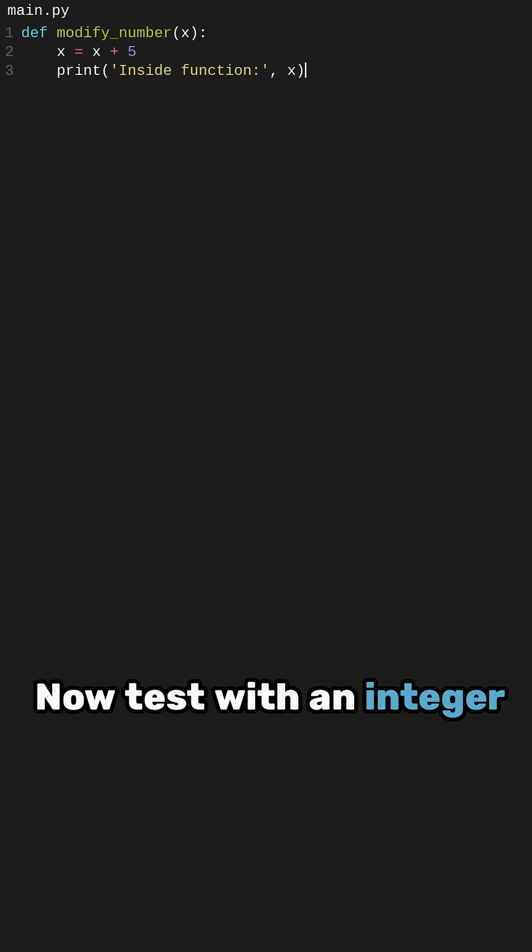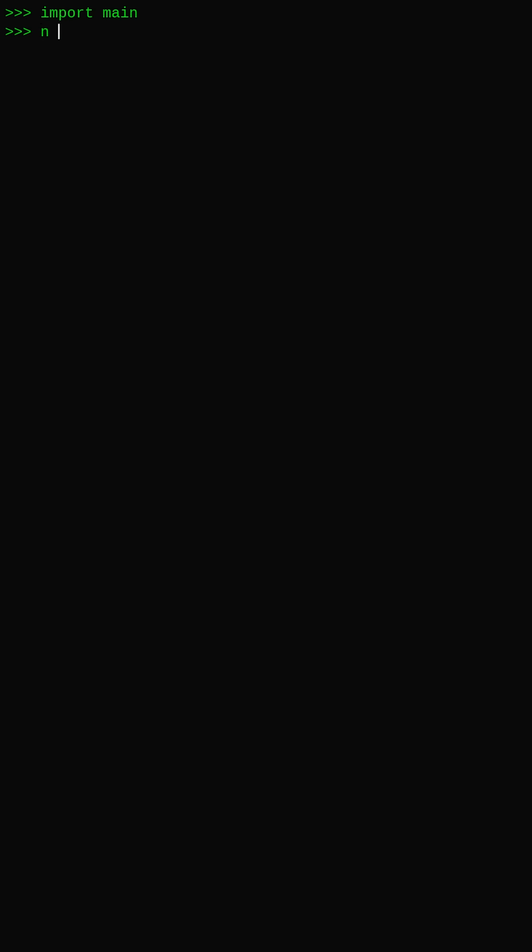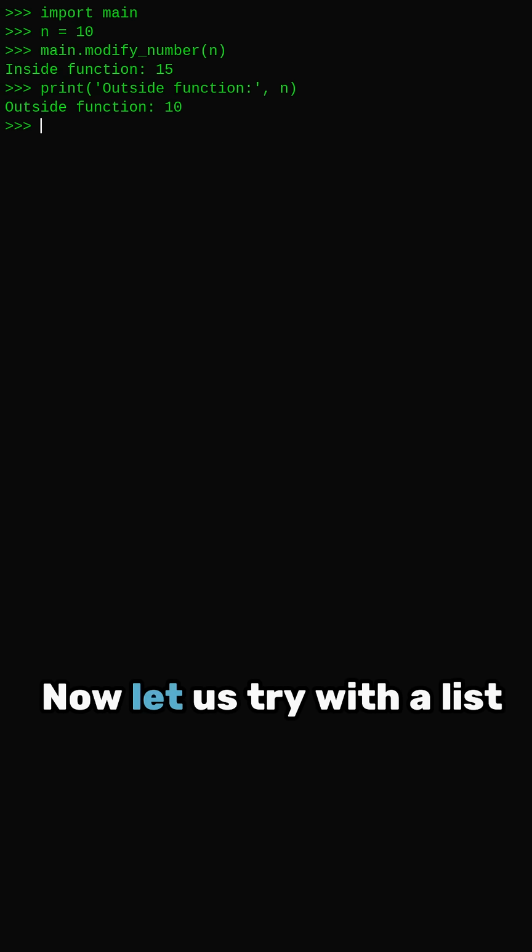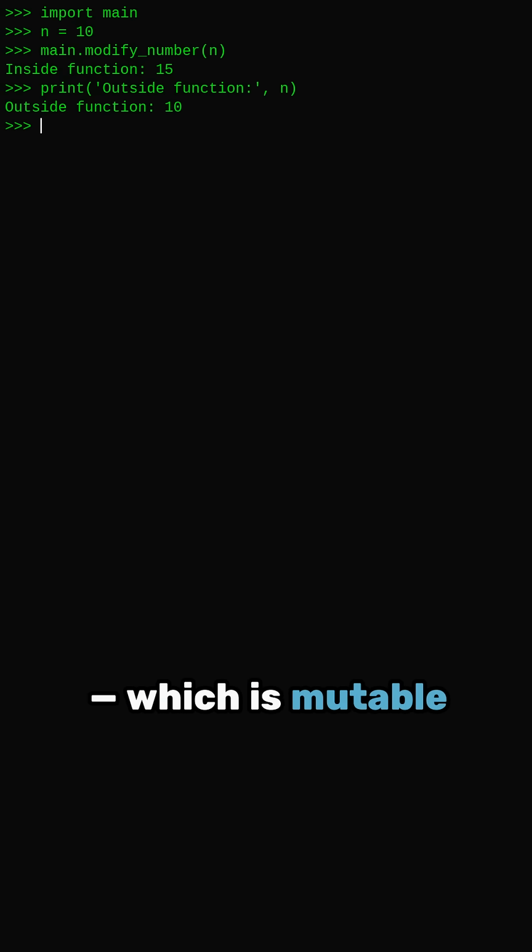Now test with an integer. The original value does not change. Integers are immutable, so reassigning x makes a new object. Now, let us try with a list, which is mutable.